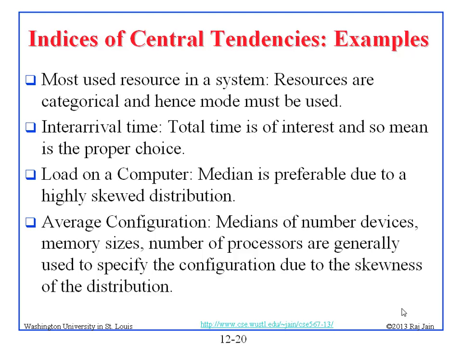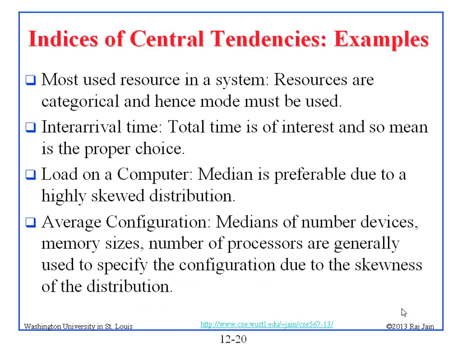Average configuration. So if you want to find out what is the average configuration of a PC, you will indicate the medians of the number of devices, memory sizes, median, number of processors are generally, again, median, due to the skewness of the distribution. So you will just mostly use that.